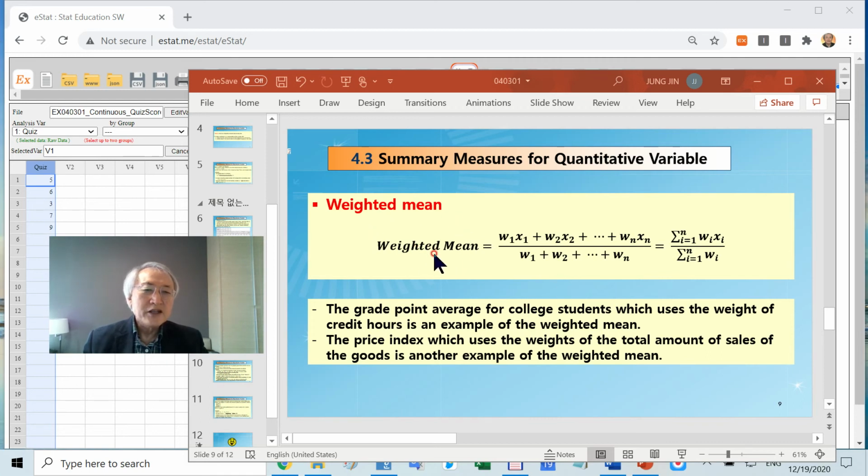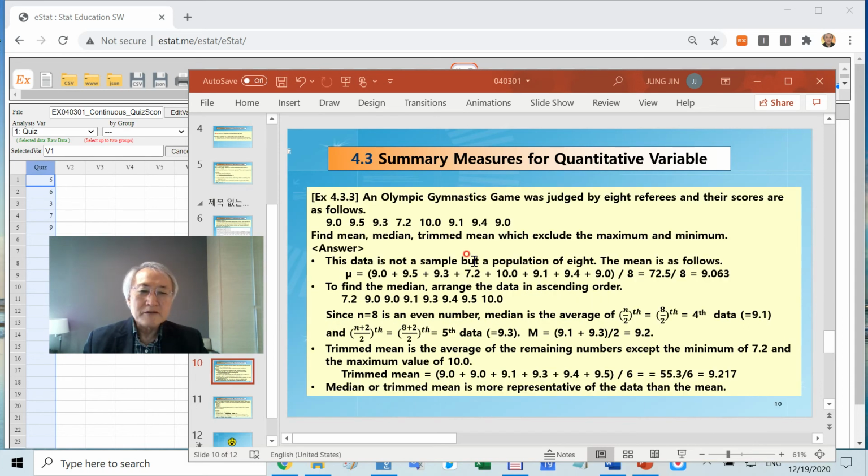Another variation is the weighted mean. I think you are using it already because it is used in GPA. Let's look at the example. Here's an Olympic game. I'd like to find the mean. That's so easy. Be sure this is population data. Okay, this is not sample data because evaluating this number will give the final answer. It's not sampling to estimate something. Therefore, you have to use this notation mu. Addition, all divided by 8, will give you 9.06.